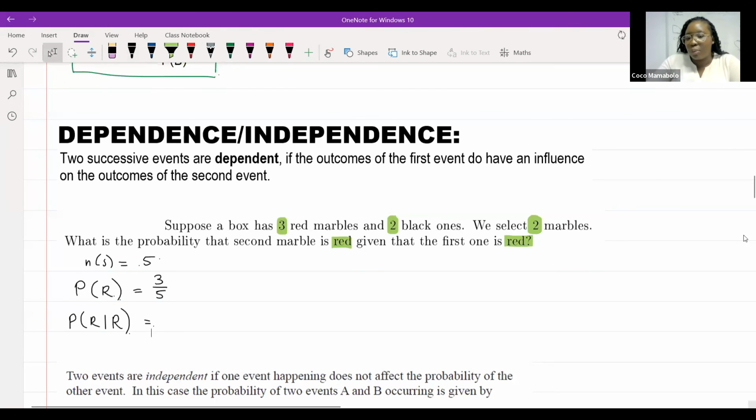Now, we want the probability of red given that the first one was also red. That's what we want. So if this is a dependent event, I've taken out the red. I've taken out the first red one. So what is the probability? Let me write this properly. This is event 1. In event 2, what is the probability of me getting red again?